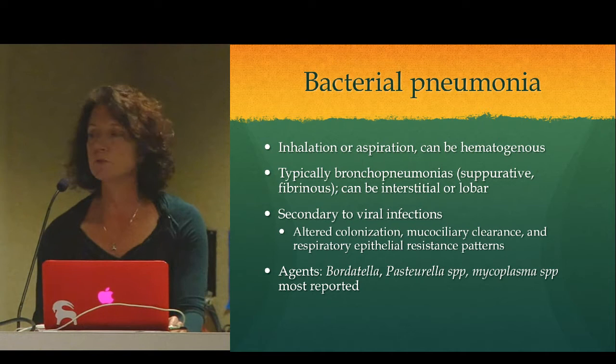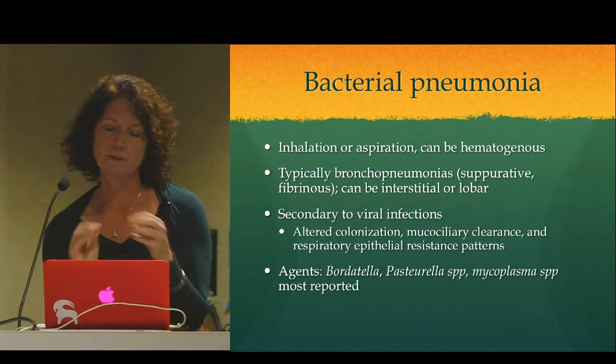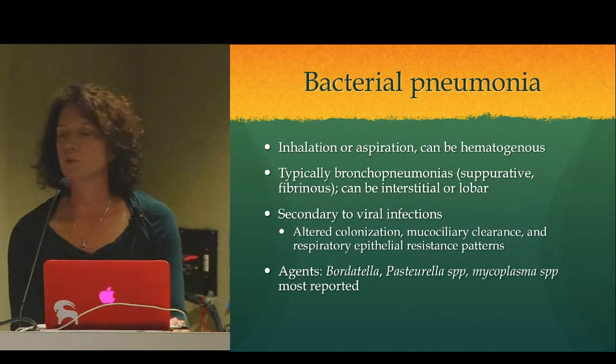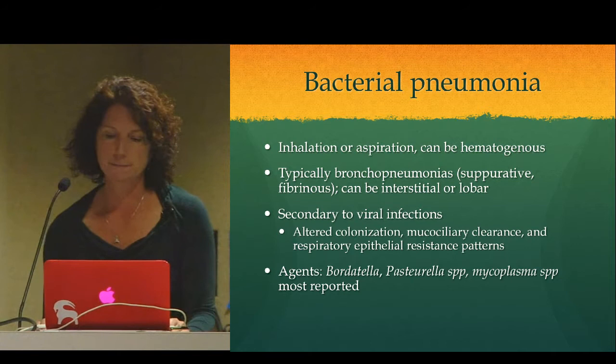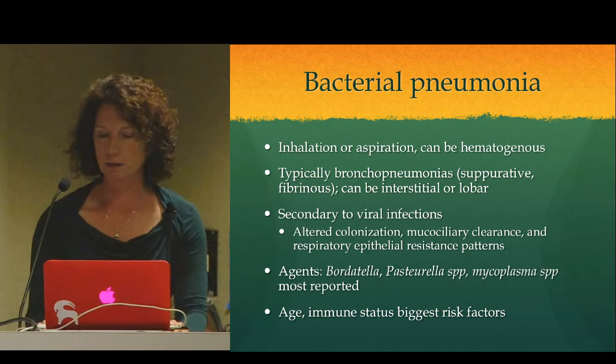Pasteurella, not surprising. Pasteurella seems to like to give everything pneumonia. So one thing I do remember about cows is Pasteurella, and rabbits, right? And Pasteurella form those lovely fibrinous strips of disgustingness. But Pasteurella, Bordetella, and then the others, Mycoplasma species, are most reported as your bacterial pathogens in cats. Age and immune status, your biggest risk factors, not surprising. Your old animals, your young animals, your immune-compromised animals, your retroviral positives. Those are the ones that are going to be most likely to get bacterial pneumonia.